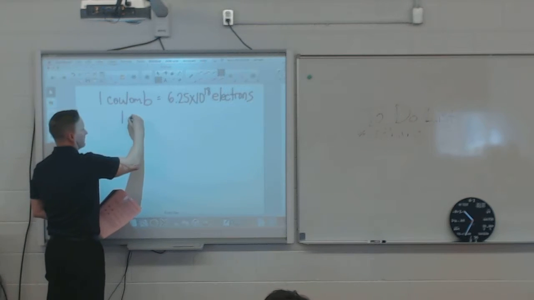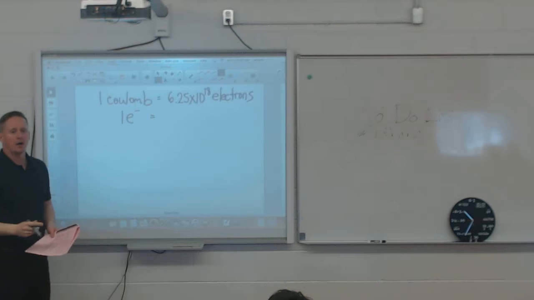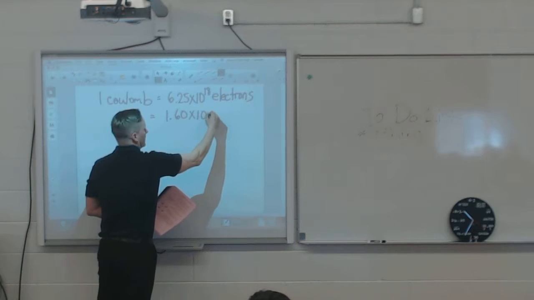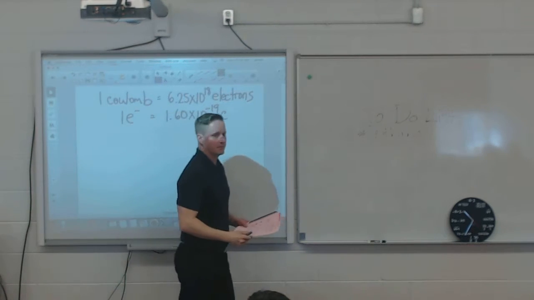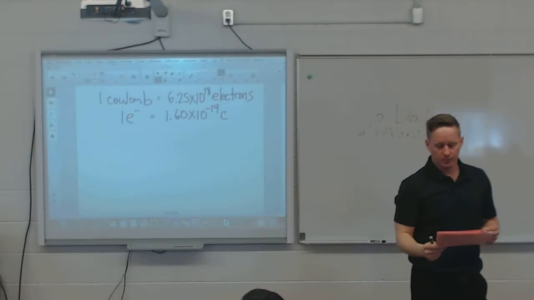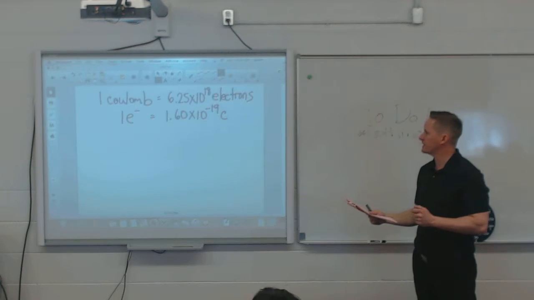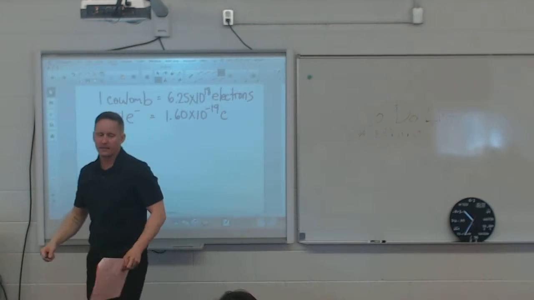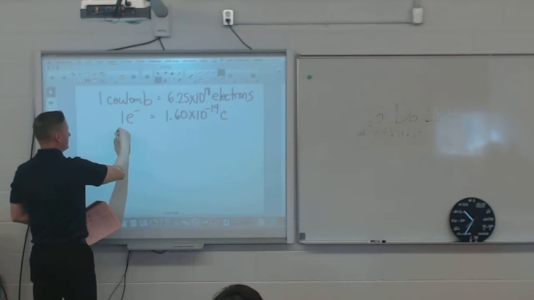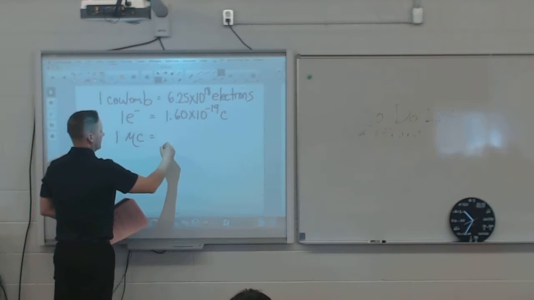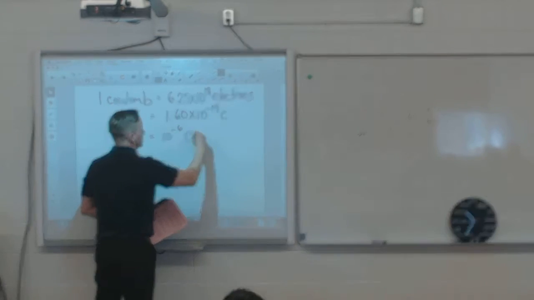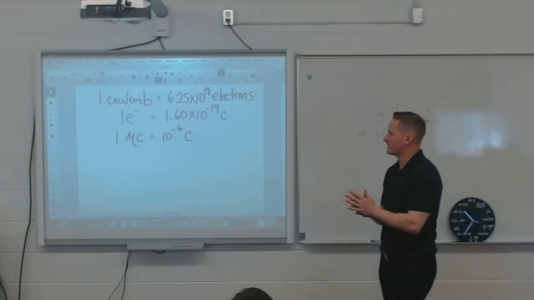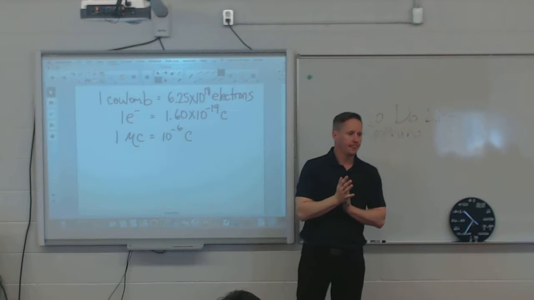Now, if I work this in reverse, the charge on 1 electron is 1.60 times 10 to the negative 19 coulombs. Now, because we measure in such small amounts, we also use microcoulombs fairly often. And if you remember from the start of this year when we did the unit changes, 1 microcoulomb means times 10 to the negative 6 coulombs of charge. Okay?